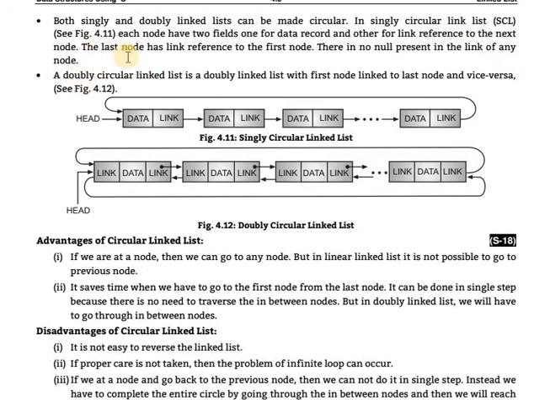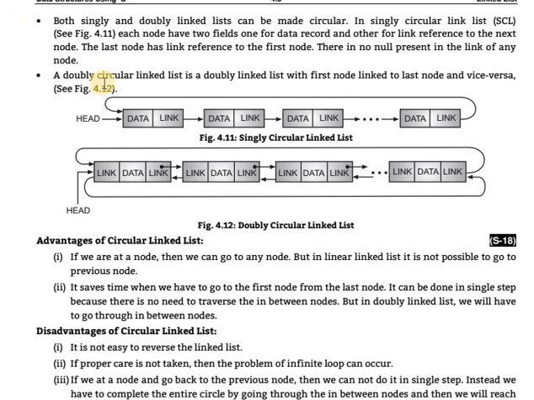In the circular linked list, there are no null links because the last node is connected with the first node. The previous figure shows the singly circular list, that is SCL. In that, only one pointer field is there, only for the next address, so it is called the singly circular list.